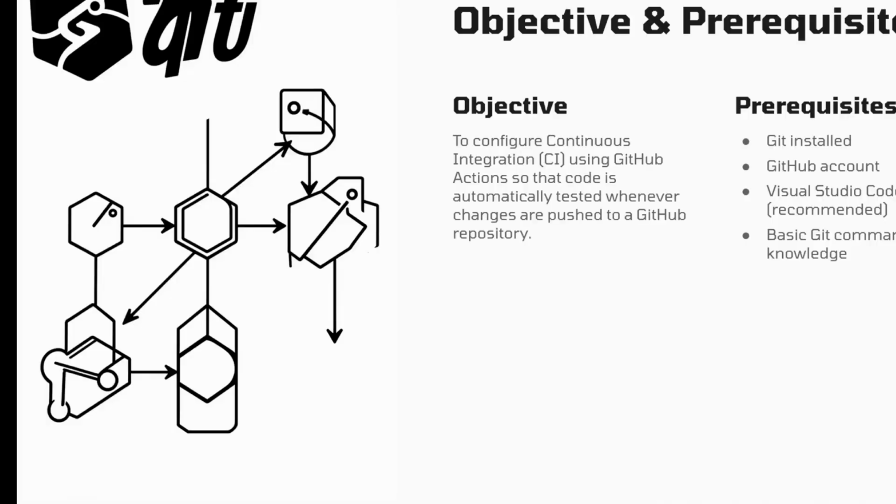The objective of this experiment is to configure continuous integration using GitHub Actions, so that whenever we push our code to GitHub, it will automatically integrate with the existing code base. The prerequisites: you should have Git installed and a GitHub account, of course. VS Code is recommended, but I'm doing it in Antigravity. And of course we should also know some basic git commands, that is git add, git commit and git push.